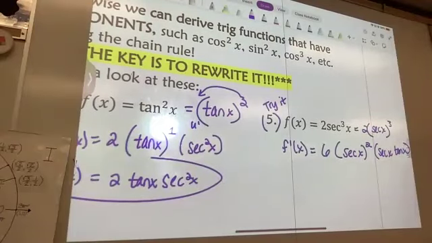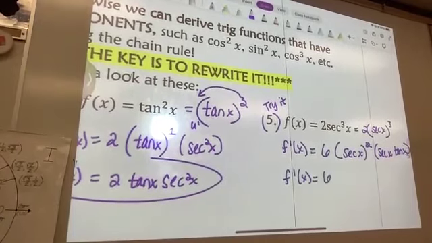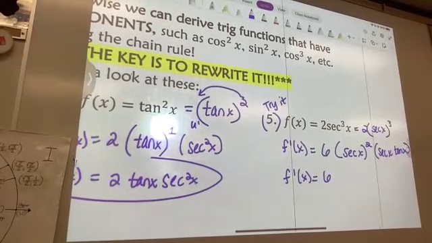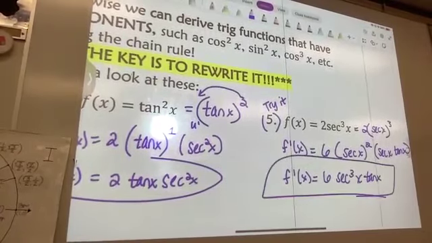Now, can I simplify this in any way? Yeah, what power would it be for secant then? Secant cubed, right? We add our powers. So this would be 6 times the secant cubed of x tangent x. Is everybody good with that simplification? Just making sure we're good. It's been a while since we simplified weird function stuff.